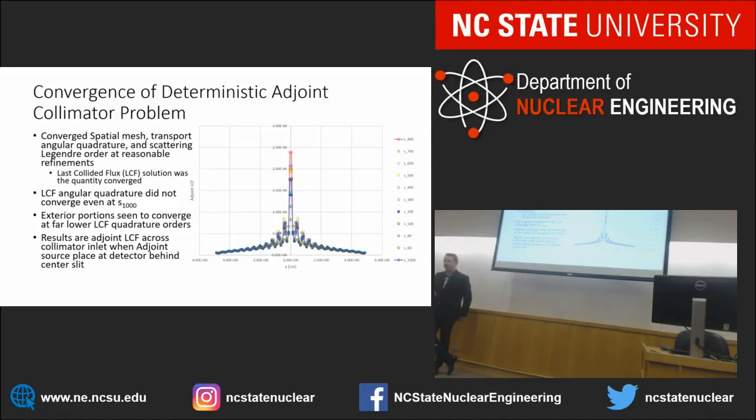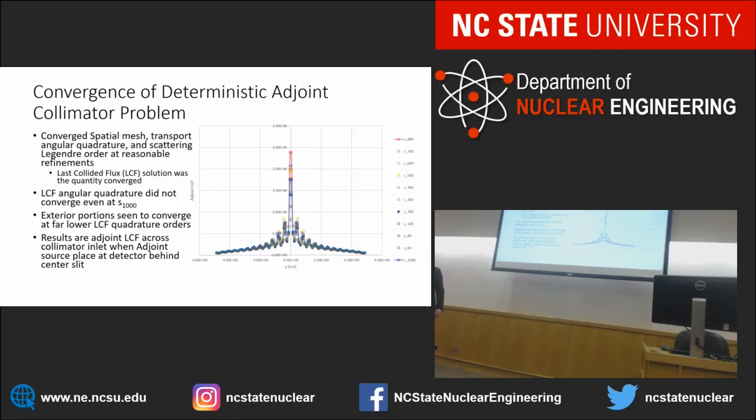And since this is just a ray trace, it's a very simple calculation, it's not an iterative sweep, you can do this with a much, much higher angular quadrature order in a feasible amount of time than you could, say, the entire problem. And so we're trying to converge that LCF quadrature, and what we have here is an adjoint run where you put a source at the detector location, and then we're looking at the adjoint flux on a line across the collimator inlet perpendicular to the slits.